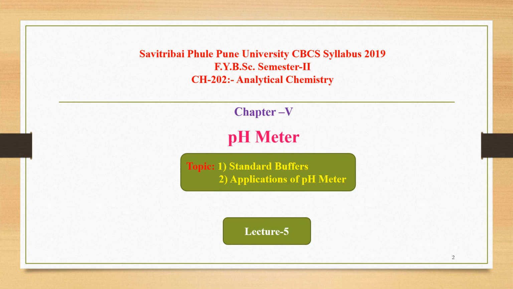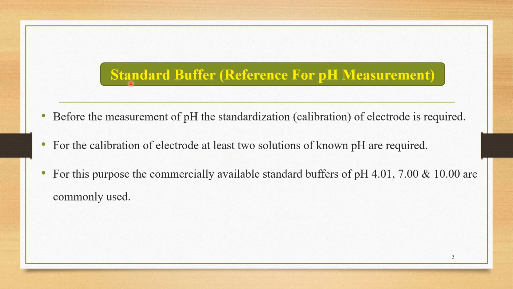In this lecture number 5, we are going to discuss some new points from the chapter pH meter. The topics which we are going to discuss are: first one is standard buffers and second one is applications of pH meter. So let us look towards these points one by one. The first point is standard buffer, that is reference for pH measurement.